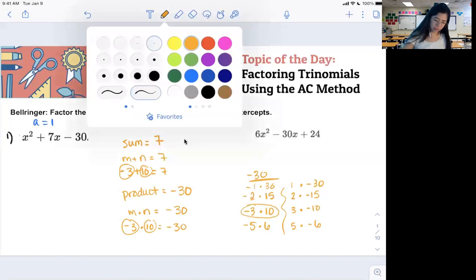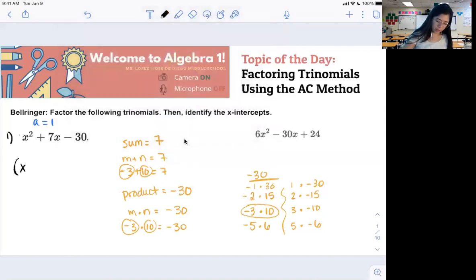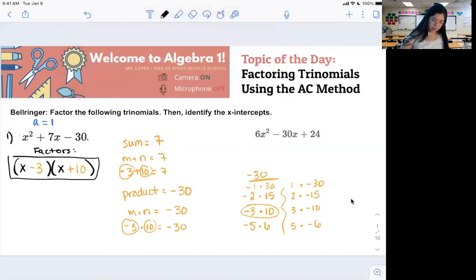And now I can simply factor. All we need to do is put those numbers right into my binomial. So negative 3 and positive 10. So those are my factors. And then once you have the factors, all you have to do is, how do I get the zeros after that? Flip the sign. You flip the sign, yeah. So the factors are x minus 3 and x plus 10. And then the zeros, the x-intercepts are positive 3 and negative 10.